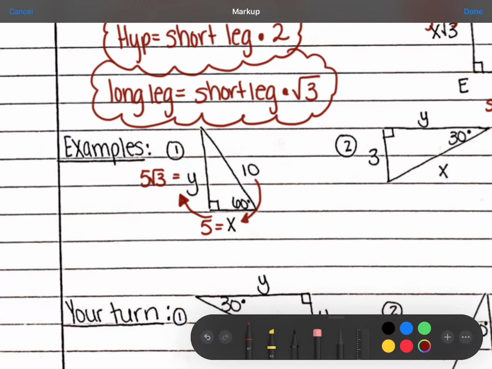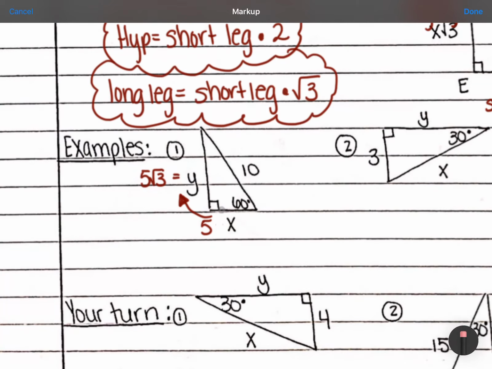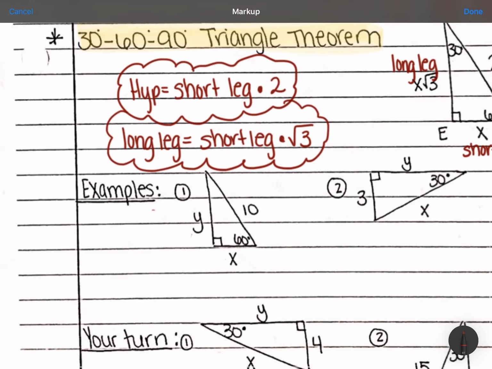And of course, if you don't see the pattern and you forgot that your hypotenuse is double your short leg, you can use the equations above. So you would say that your hypotenuse is equal to your short leg times 2. To solve for x, you would divide by 2. And so we get x to be 5. And you can visually see that that is half of 10. And then you could use the second equation that says your long leg is equal to your short leg, which we now know is 5, times radical 3.